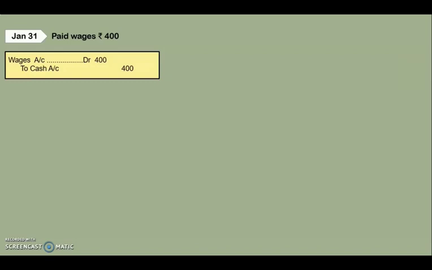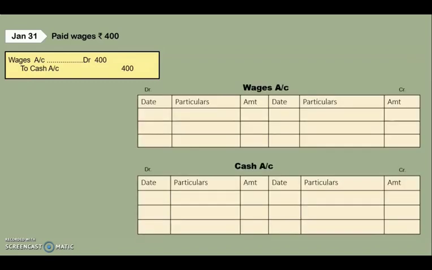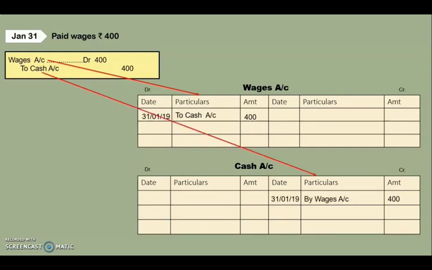We have paid wages. So the journal entry for this is wages account debit to cash account. Now this is posted in wages account and cash account. So on the debit side of wages account we'll write to cash 400, and on the credit side of cash account we'll write by wages 400.